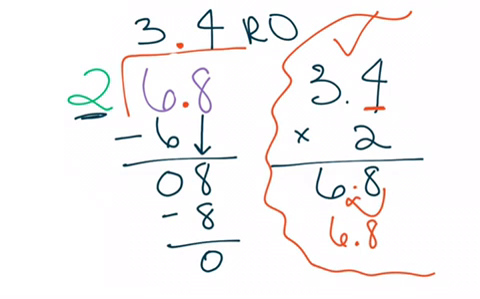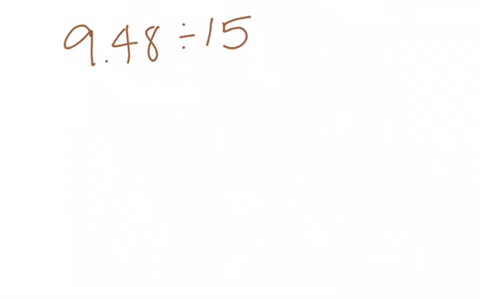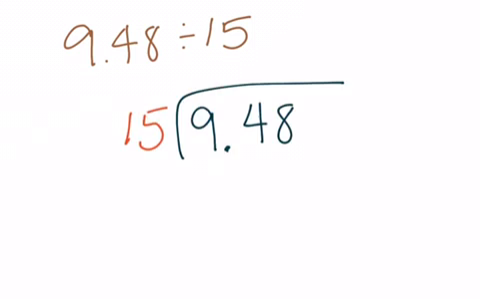So when you're dividing a decimal by a whole number, after you've put the dividend in the right spot and the divisor in the right spot, line up that decimal point up where your quotient will go. We have 9.48 divided by 15, so I want you to set it up. Hit play when you're ready to start solving the problem.